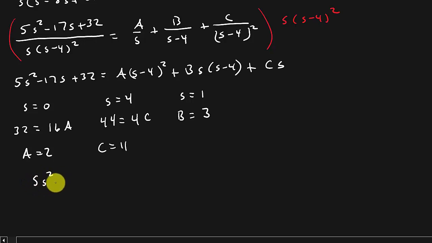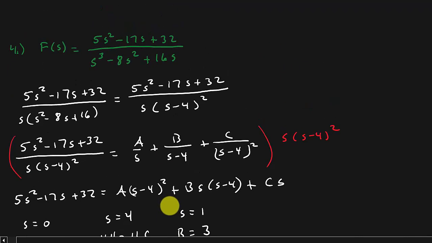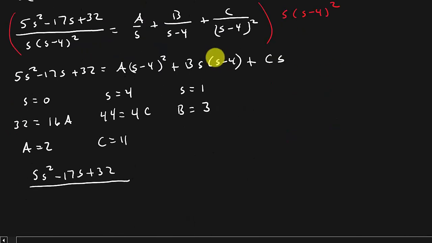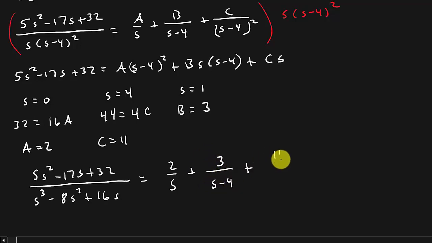So now what we have is (5s squared minus 17s plus 32) over, and you know it's over this one before we factored it, s cubed minus 8s squared plus 16s, is equal to 2 over s plus 3 over (s minus 4) plus 11 over (s minus 4) squared.